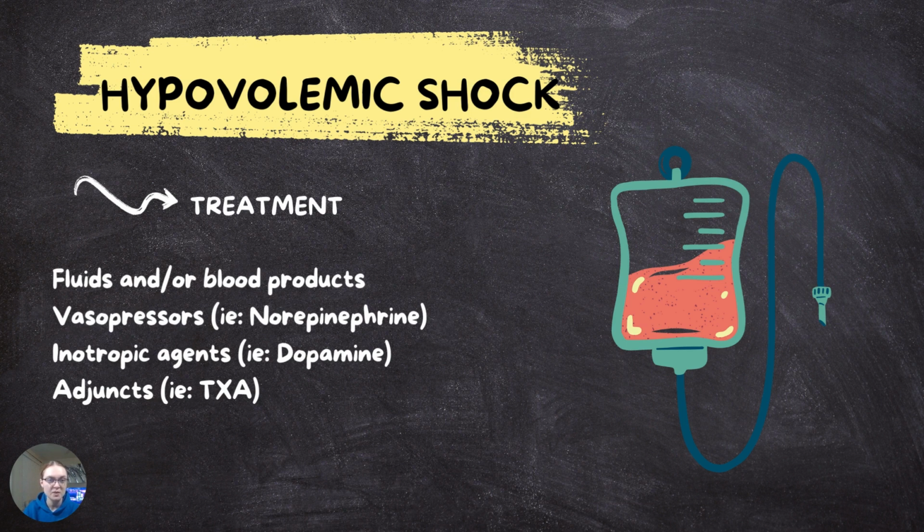So treating hypovolemic shock, you're going to get fluids or blood products depending on what your body is low on. Vasopressors, epinephrine, norepi, inotropic agents to help with the contractility of the heart. An example of this would be dopamine. And then you might also get adjunct treatment such as TXA if you might be experiencing uncontrolled bleeding.